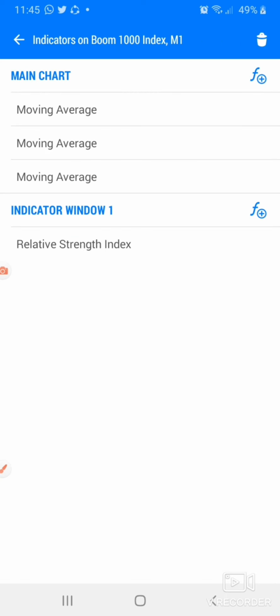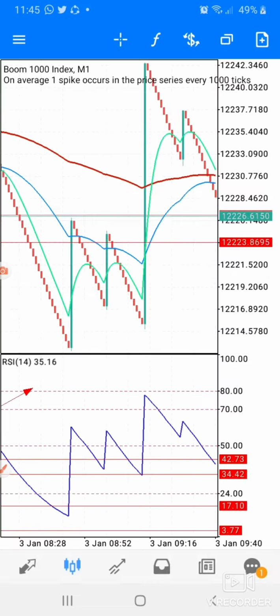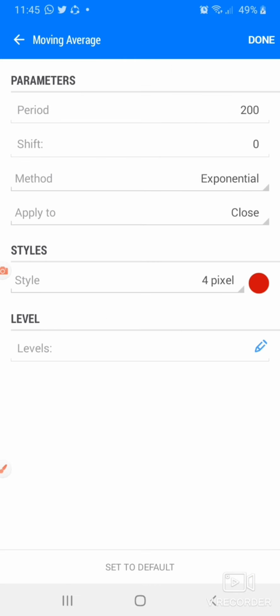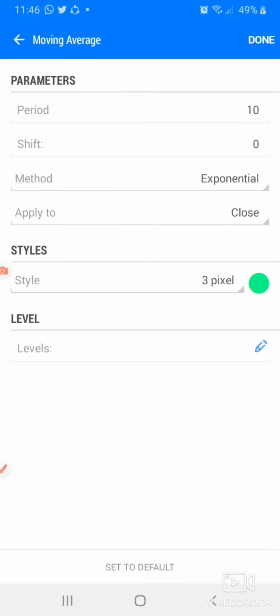So these are the indicators. On your main chart, you have 3 exponential moving averages. This is the first one, 50 exponential moving average. You can choose your color that you desire. Then the second one is the 200 exponential moving average. So these are the parameters. Take a screenshot and save these settings. Then the next one is the 10 exponential moving average with these colors. You can use any color of your choice. Then you can also take a screenshot and you have these settings.